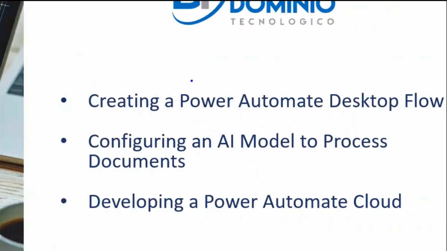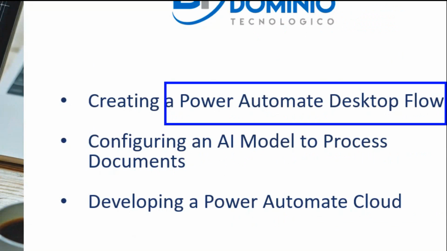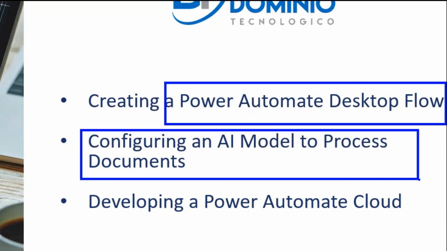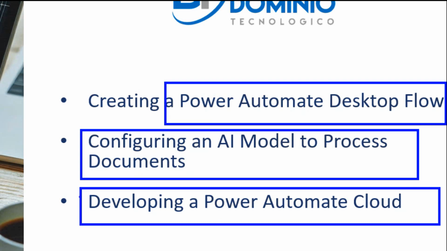Okay, we will start by creating a Power Automate desktop flow, and then we will configure an AI model to process the invoices. Okay, and then we will create a cloud flow to receive the invoice. We will process the invoice with our model, and then we will execute the Power Automate desktop to enter the invoice in our legacy CRM.